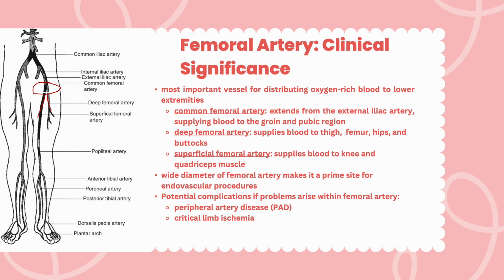As I just said, the common femoral artery is the main branch of the femoral artery. It extends from the external iliac artery, supplying blood to the groin and pubic region. Then it branches into the deep femoral artery, which supplies blood to the thigh, femur, hips, and your butt. And then we have the superficial femoral artery, which is superficial, or on top of, that deep femoral artery. As it states right here, it supplies blood to your knee and your quadriceps muscle, which makes sense, as your quadriceps muscle is the most superficial muscle within that thigh region.